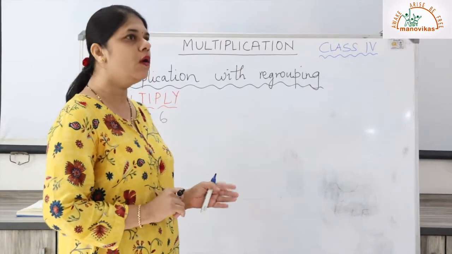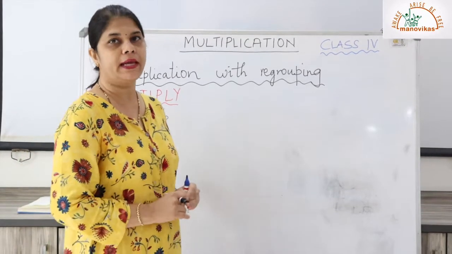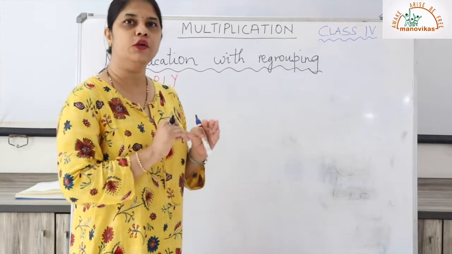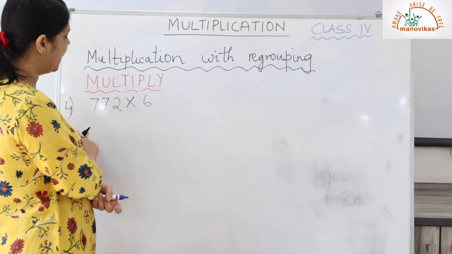Children, the previous examples which you have seen are of multiplication with regrouping once. Okay. Now the examples which I am going to show you are of multiplication with regrouping but twice. Okay, we are going to regroup but twice. Now let us see what that means.